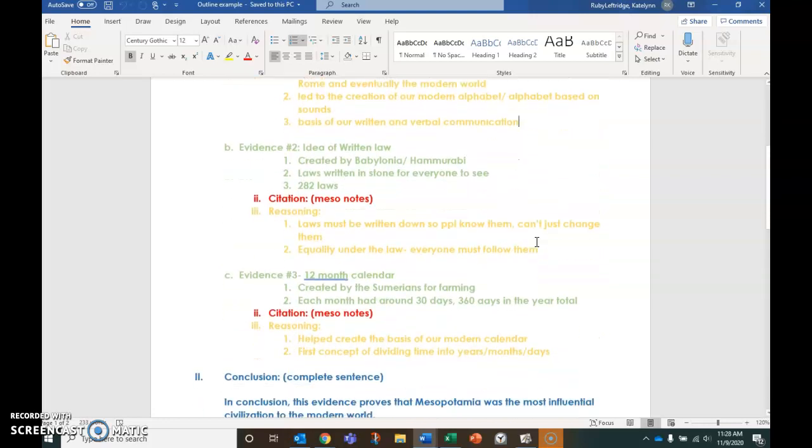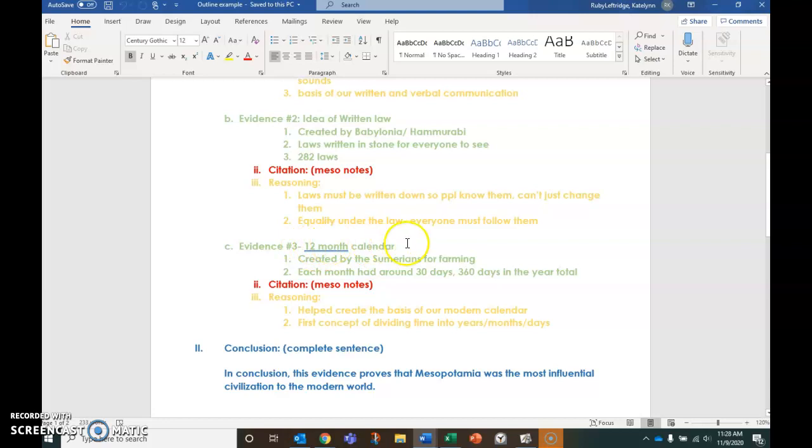So I pretty much just repeated that same expectation for evidence number 2, where the evidence is the idea of written law. I gave a little bit of information about what that looked like in ancient times. I gave my citation, and then I gave some reasoning, talking about having laws written down so people will know what they are and they can't just change them, and holding people to the law no matter how rich you are or where you're from. Same thing with the 12-month calendar. There's my fact, some information about my fact, my citation, and then my reasoning, why it helps us.